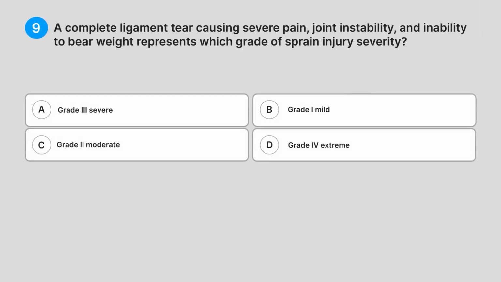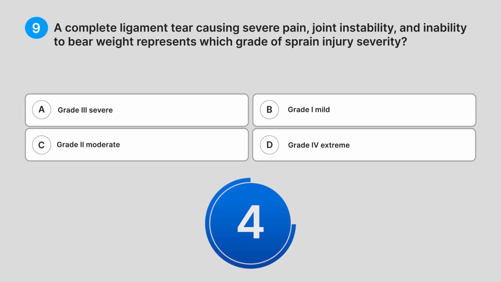9. A complete ligament tear causing severe pain, joint instability, and inability to bear weight represents which grade of sprain injury severity? A. Grade 3 severe. B. Grade 1 mild. C. Grade 2 moderate. D. Grade 4 extreme. Can you guess the answer?